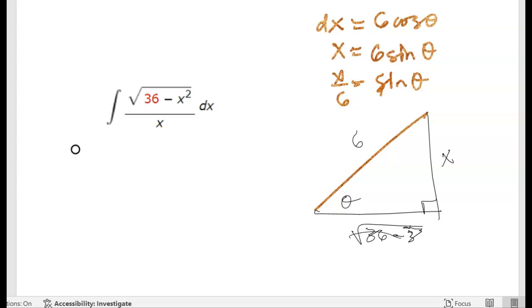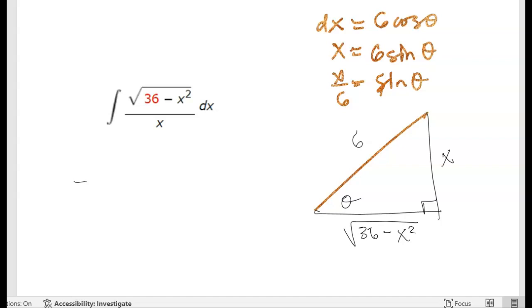Sorry, having trouble with my pen, my stylus. We get the square root of 36 minus x squared, right? If you do your Pythagorean theorem. And that's no coincidence, that's the same statement that we have in our integral.